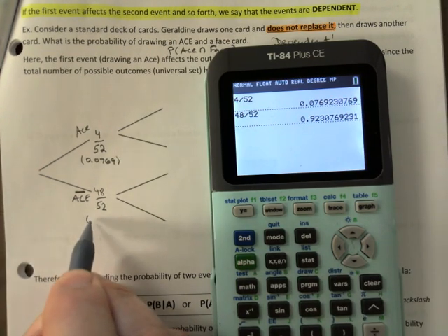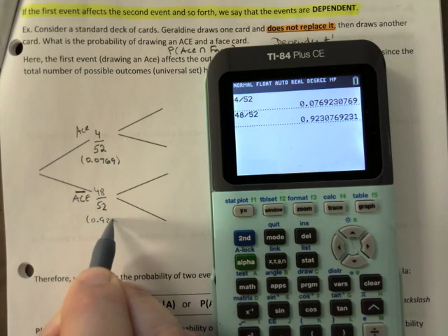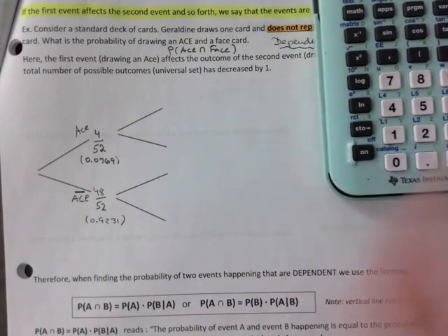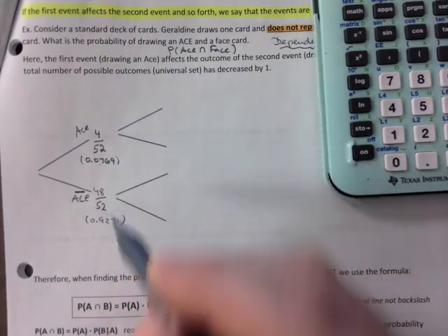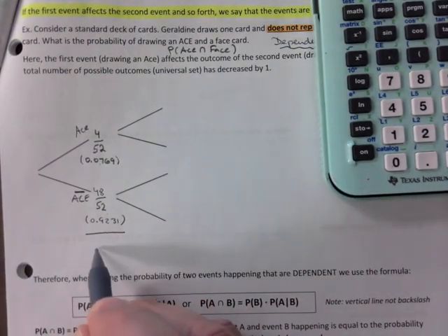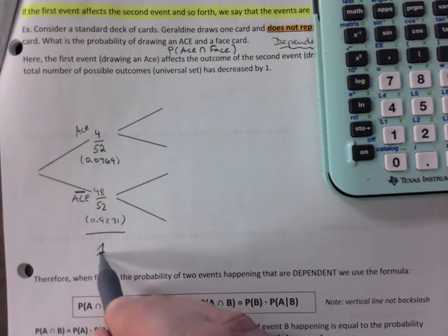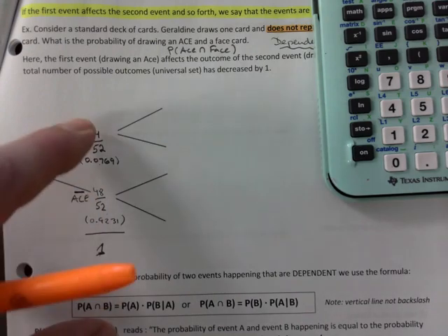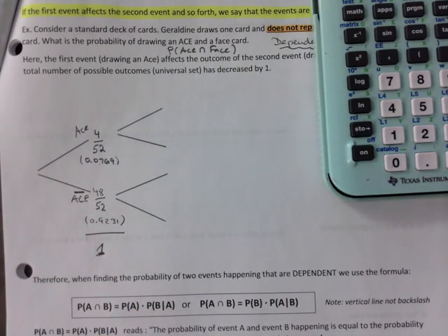Okay, so this is 0.9231. Together, they add up to 1. You should be able to always say, hey, the sum of these two probabilities, it happening and not happening, is always 1. That's something I need you to remember when you do one of these.